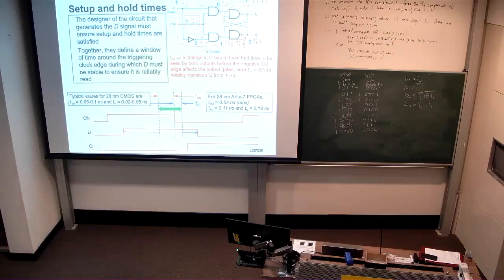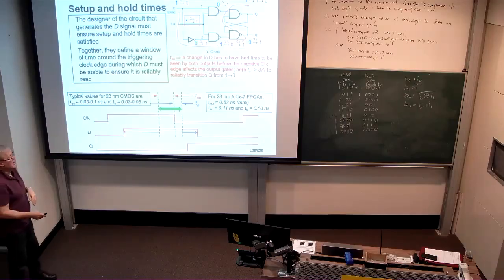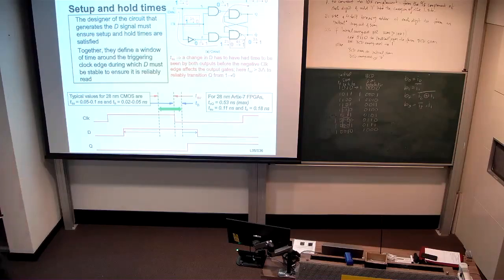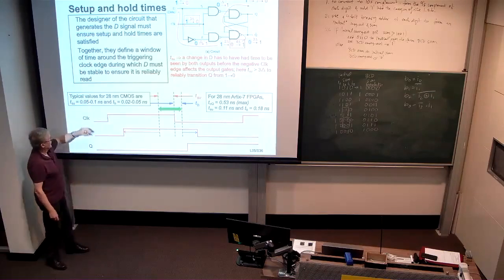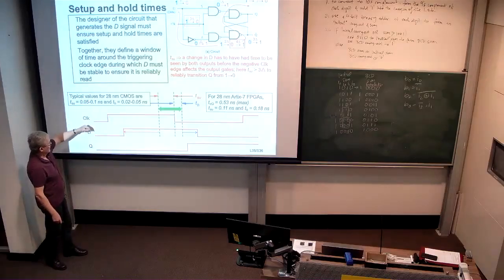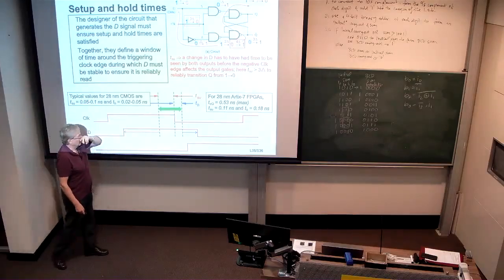Now, I'm not going to expect you to be able to explain the phenomena I've just talked about, but I do want you to appreciate how it comes about. So I'm hoping you understand the explanation. So for 28 nanometer CMOS devices, typical values for the setup time and the hold time are, as stated here, maybe up to 0.1 nanosecond, 0.05 nanoseconds.